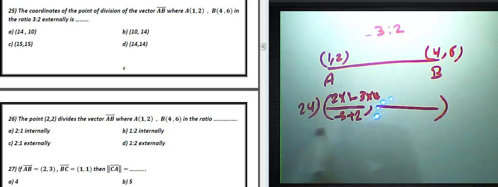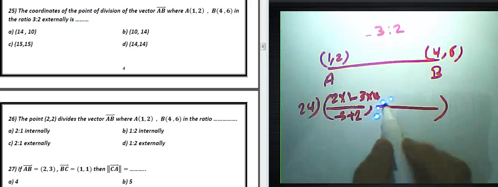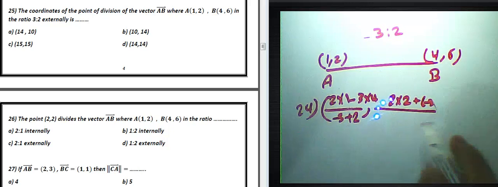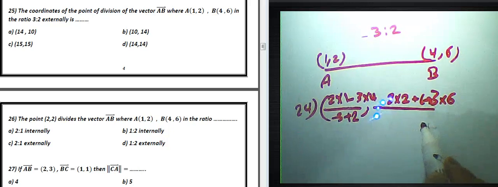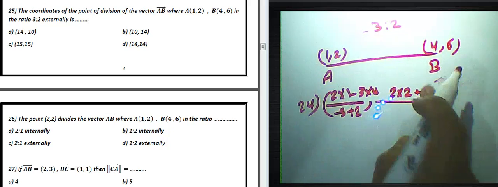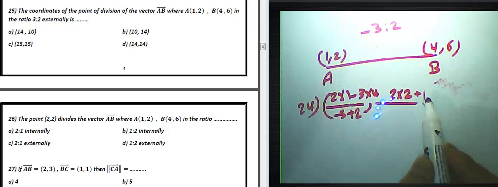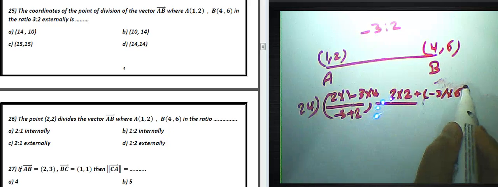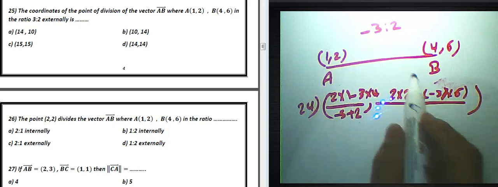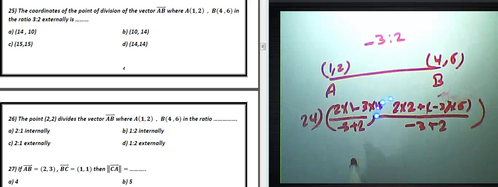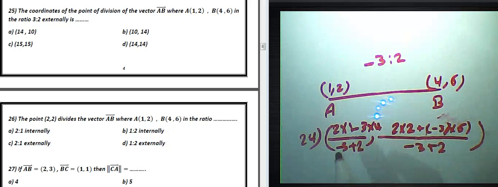Okay, my students, and here we can write 2 times 2 subtract 3 times 6, negative 3 times 6. Externally we must put negative here. 2 times 2 and negative 3 times 6, divided by negative 3 plus 2. If he tells us in the example the division is external, we must write negative in the first. Okay, and write all steps such as in question 24 and 23.